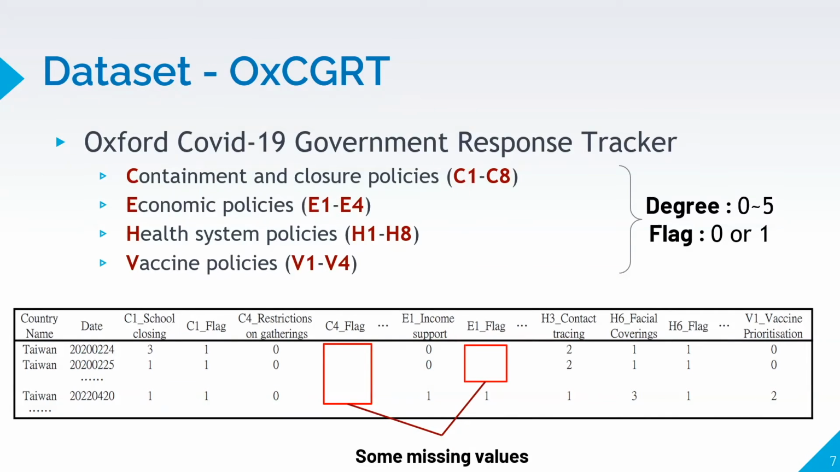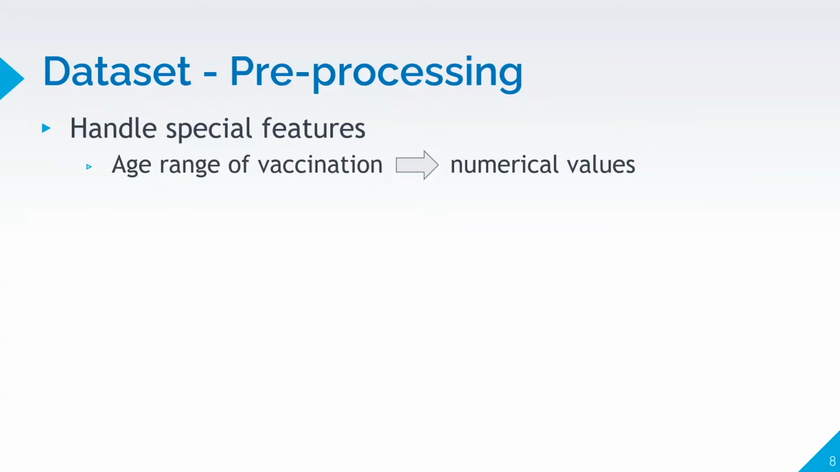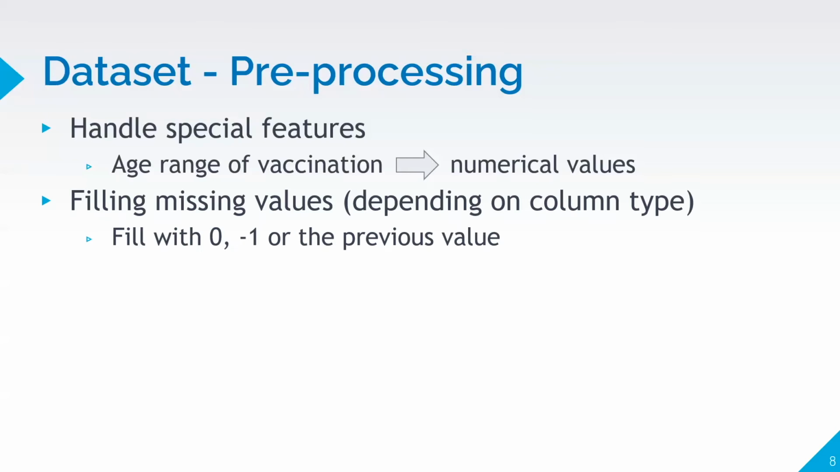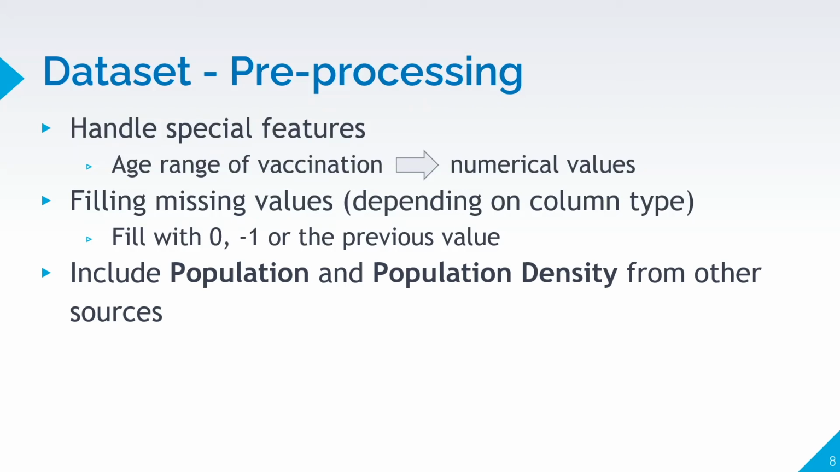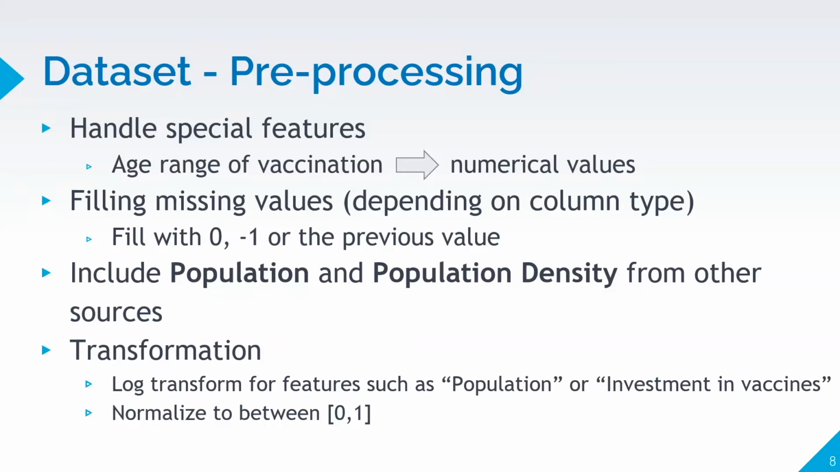Some of the data has missing values, so we do the pre-processing first. We handle special features, such as making the age range of vaccination become numerical values, and we fill those missing values according to the policy type. To train the model with different countries' data, we introduced population and population density from other sources. Finally, we applied transformation and normalization.